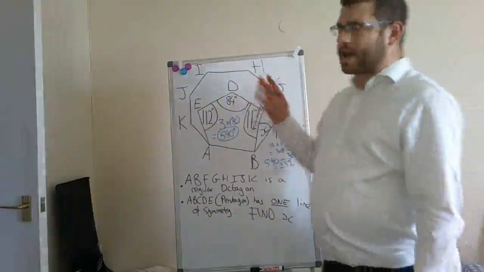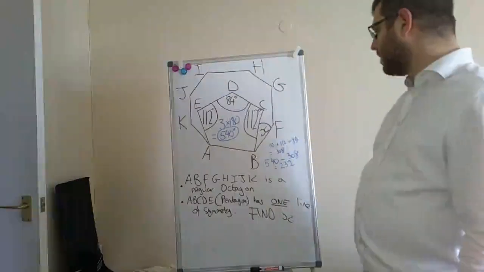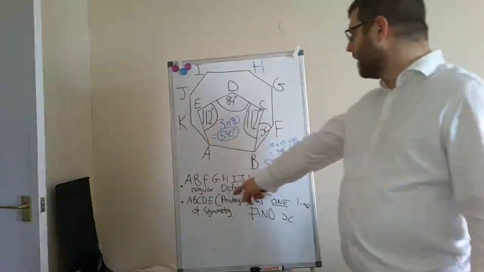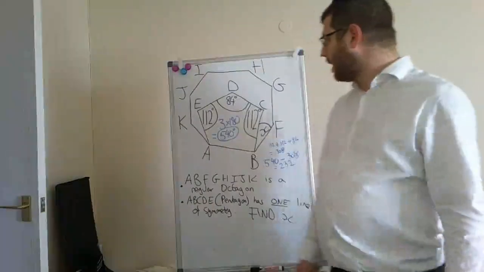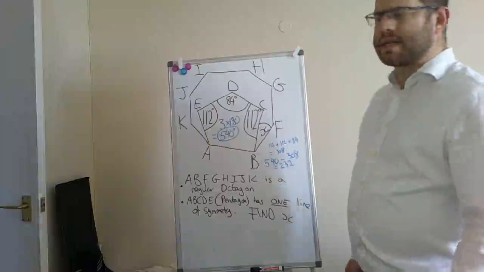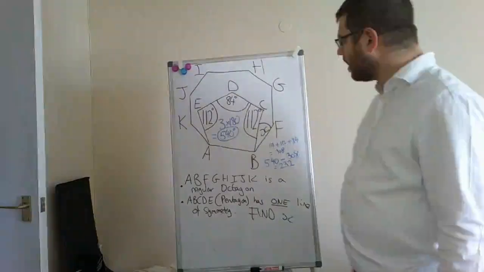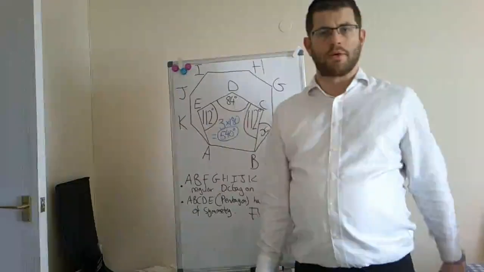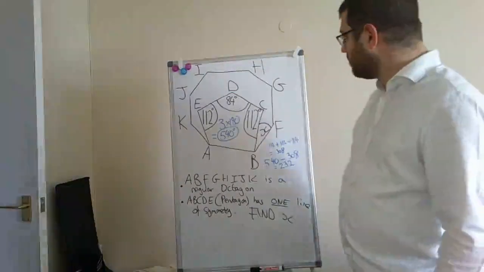So when you're working with a pentagon, you have to make sure we've read all the information in the question about the pentagon. Now look what it says. ABCDE pentagon has one line of symmetry. One line of symmetry. Why is that relevant? How do I use that? Did you work that out? Well, okay, let's talk about one line of symmetry. Where is that line of symmetry? Do we know where the line of symmetry is?